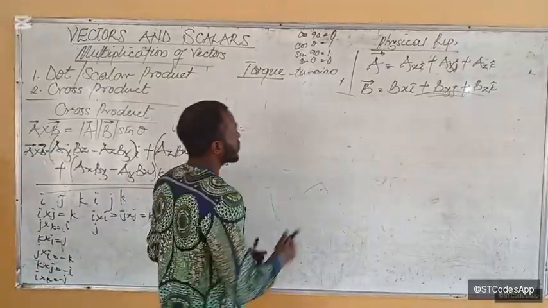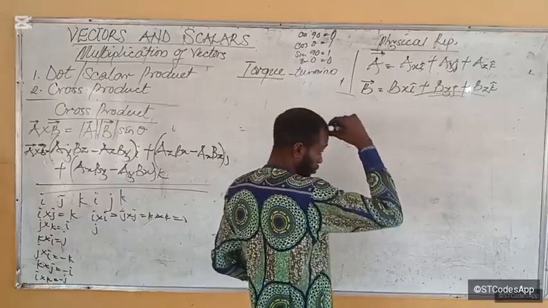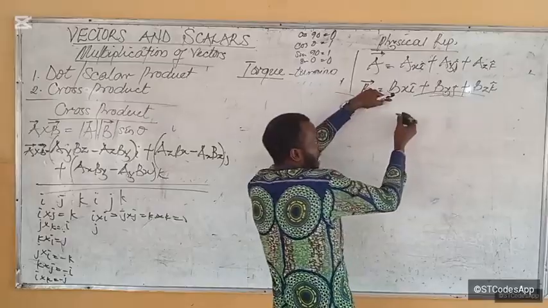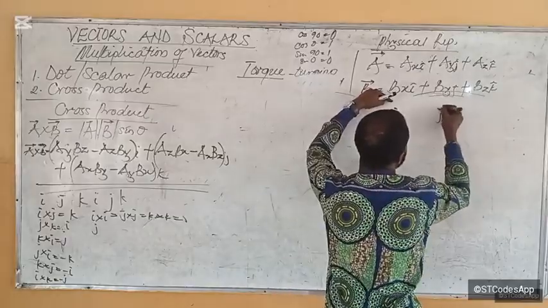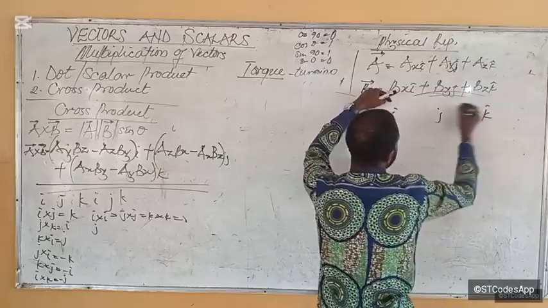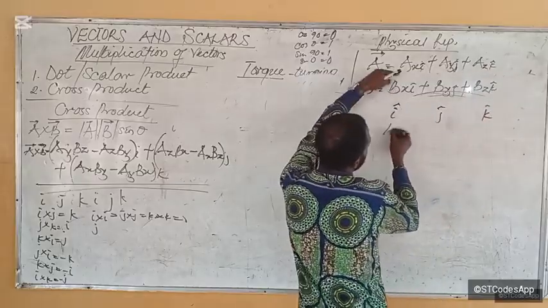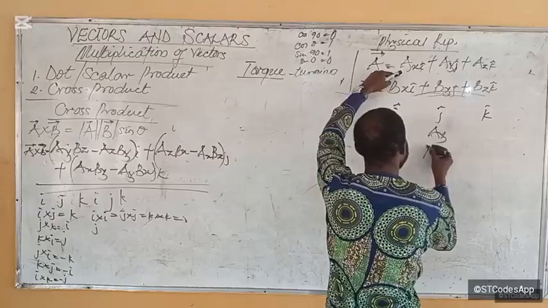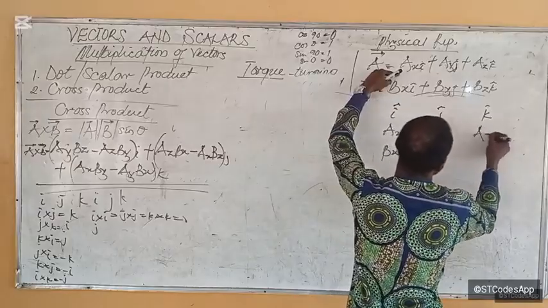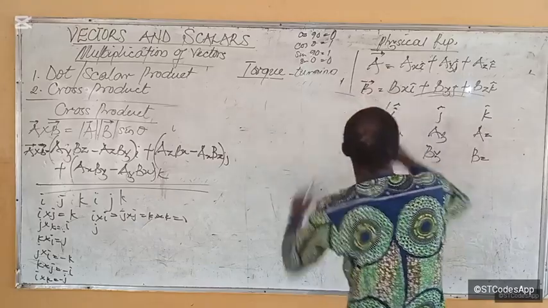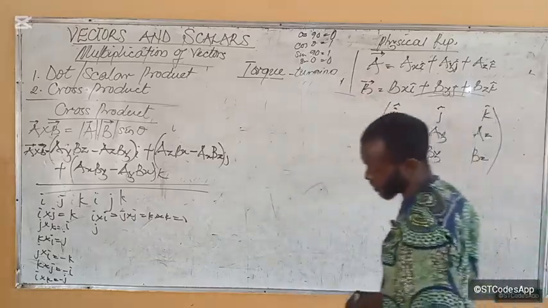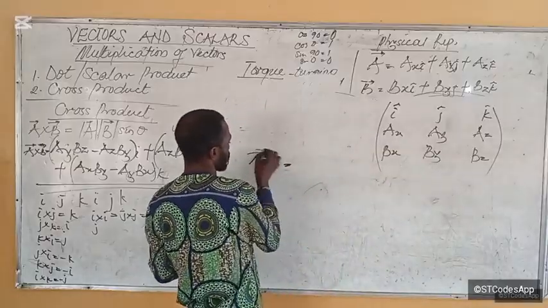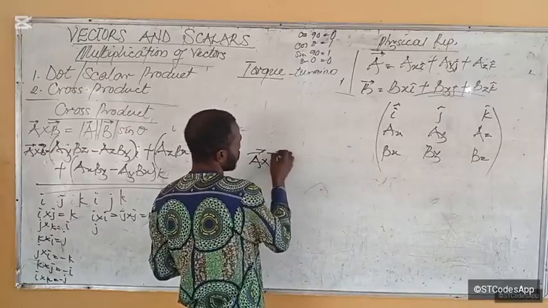All right, let's go. If you want to cross this, we can use matrices to do that. So what we'll do is, all these guys are our I's. All these guys are our J's. These guys are our K's. Make sense? So we now have AX and BX under this place, AY and BY under this side, and AZ and BZ are here. So we use determinants to get A cross B.